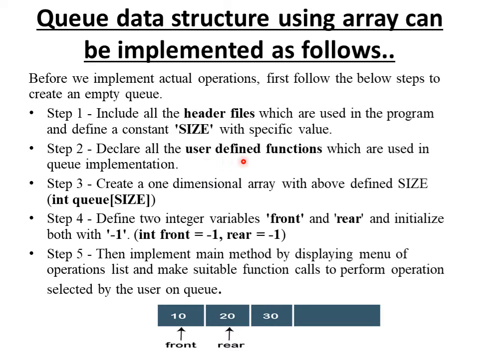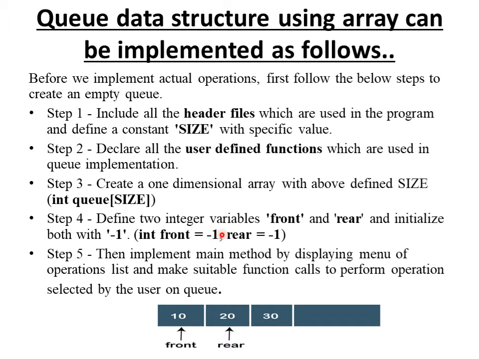Next, declare all user defined functions which are used in the queue implementation, for example, enqueue and dequeue, and also front and rear. Next, create a one-dimensional array with the above defined size, int queue[size]. See, queue is a variable and the size is the size of the queue.